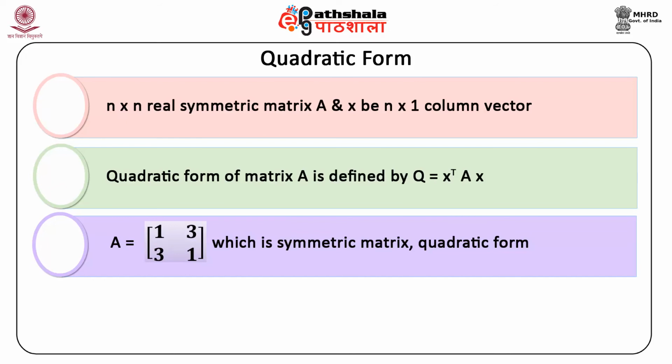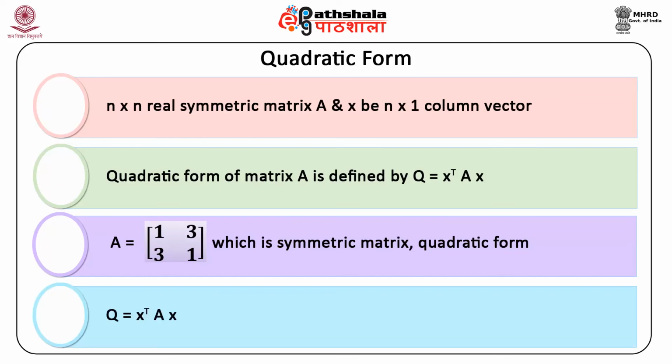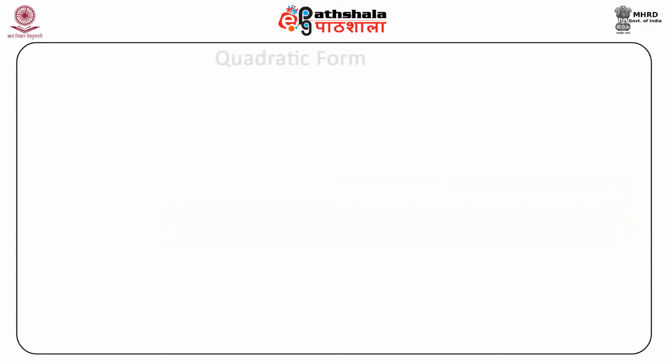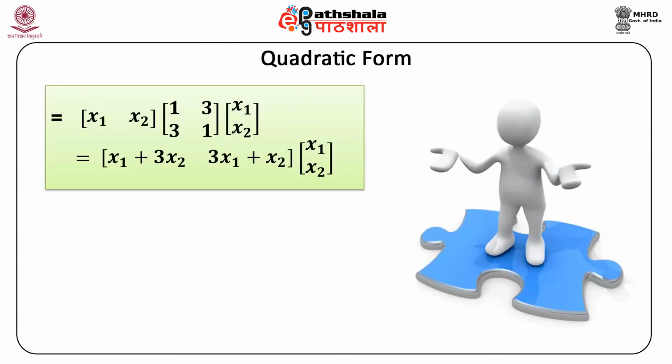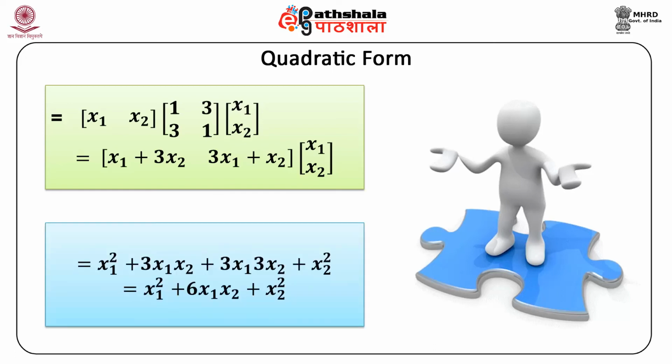The quadratic form is given by q is equal to x raised to the power of t Ax, which is equal to x1 x2 into 1 3 3 1 into x1 x2, which is equal to x1 plus 3x2, 3x1 plus x2 into x1 x2, which is equal to x1 squared plus 3x1 x2 plus 3x1 x2 plus x2 squared, which is equal to x1 squared plus 6x1 x2 plus x2 squared.